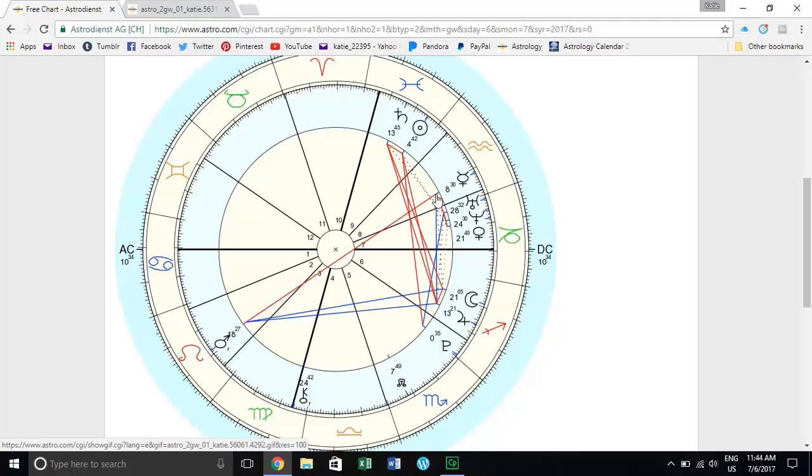So you can see here I have my Mercury trine my Jupiter, and then my Mercury sextile Jupiter, and Uranus sextile Pluto. So those are the sextiles right there. Trines, pretty basic, pretty simple. Those are your basic aspects. There are black and green dashed lines.